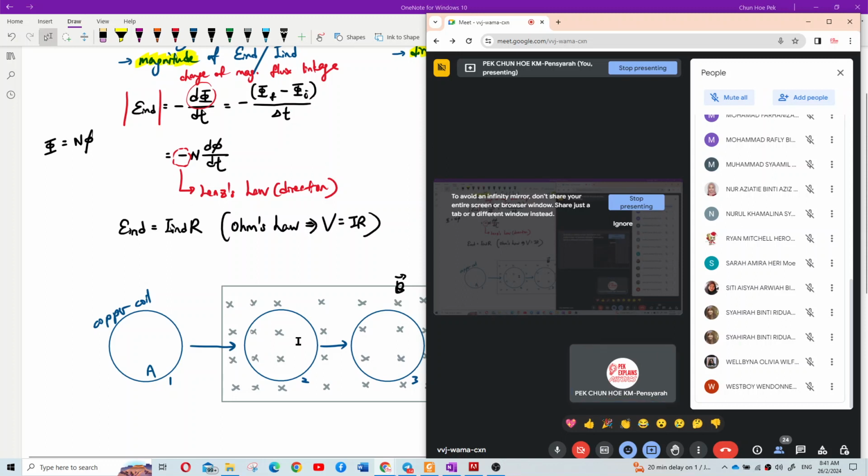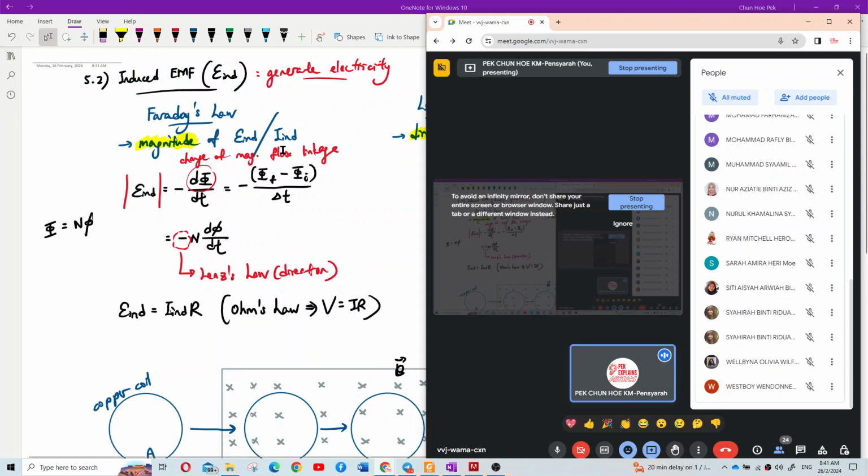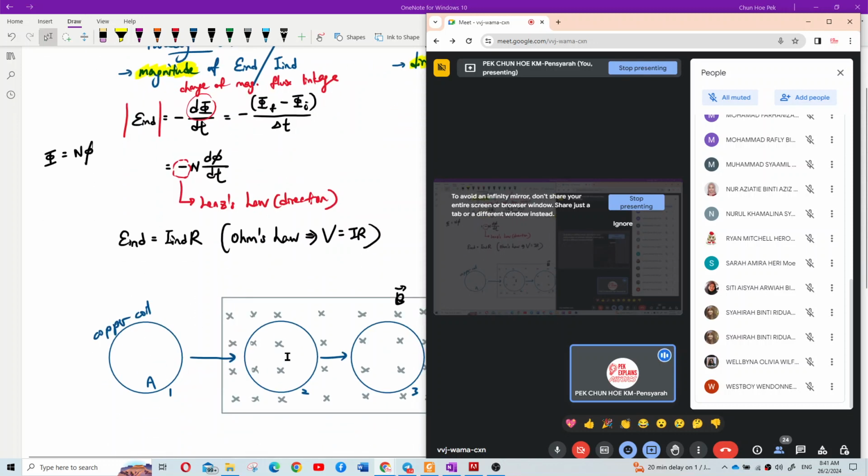Change, sir. Got change. So that means from 1 to 2, when I bring the coil from 1 to 2, there is a flux change. Good. So there's a flux change. That's why I got change of magnetic flux. When there is a change of magnetic flux from 1 to 2, then it will generate electric.